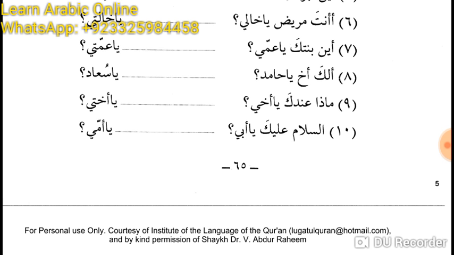Are you sick, O uncle? Khali means the brother of the mother. So the brother of your mother is your Khal. And the sister of your mother is Khala. Okay, auntie. Maridatun, ya Khalati.